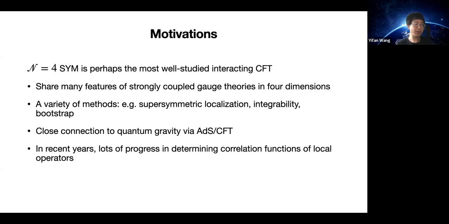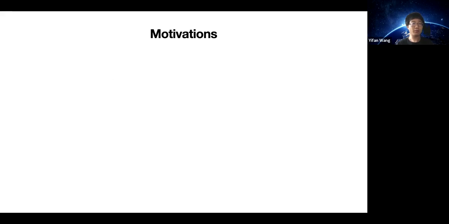And indeed, in recent years, there has been lots of progress in understanding the correlation functions of local operators in the context of N=4 super Yang-Mills. And these are the most basic observables in N=4 super Yang-Mills as a superconformal field theory. But N=4 super Yang-Mills is, of course, much richer than just having local operator correlation functions. It also admits a large family of defects of different codimensions, giving rise to defect observables.